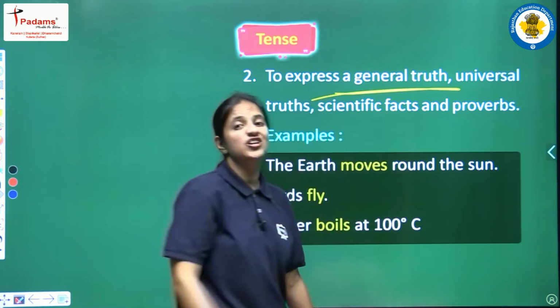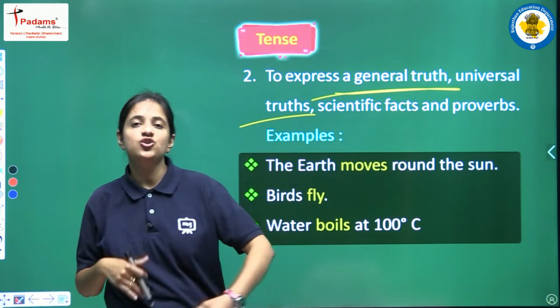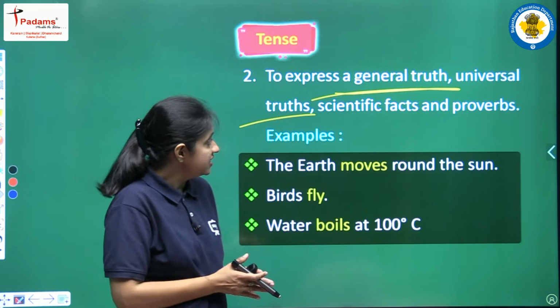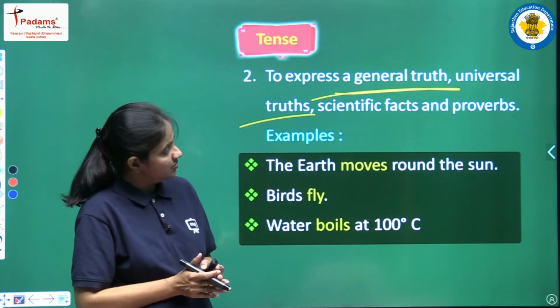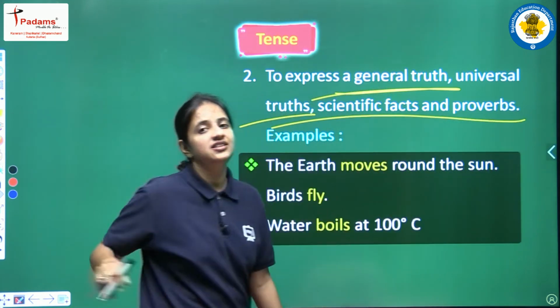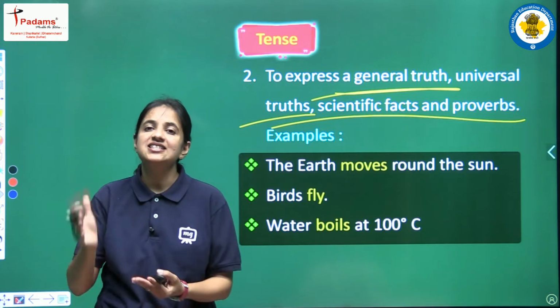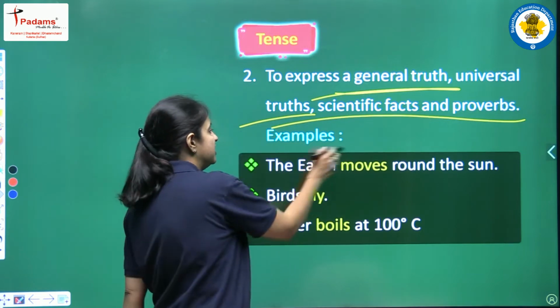So what is a general truth? General truth we can say universal truth, एक ऐसा truth जो कि universally truth है, सबके लिए same है. Or we can say to express some of the scientific facts, or at the same time to express the proverbs. So these all are the things in which we use present simple tense, or we can say this is the second use of the present simple tense. So let's see some of the example.